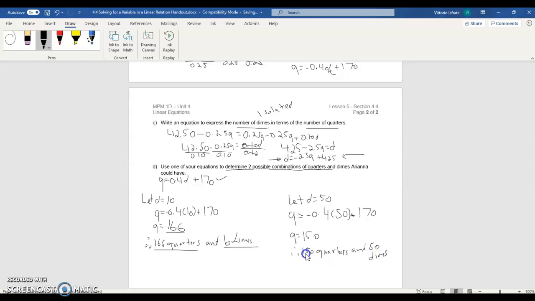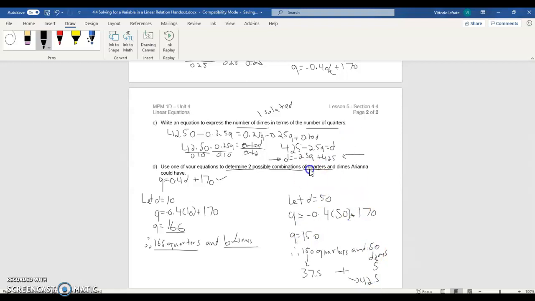We can see if that makes sense. So 150 quarters, to figure out how much that is in dollars, you just do 150 times 0.25 because a quarter is 25% of a dollar. So that would be $37.50. And then my dimes, I do 50 times 0.1 because that's 10 cents. It's $5. And if you add these two together, $37.50 plus $5, you get $42.50.